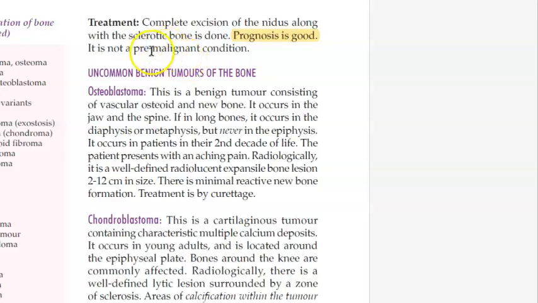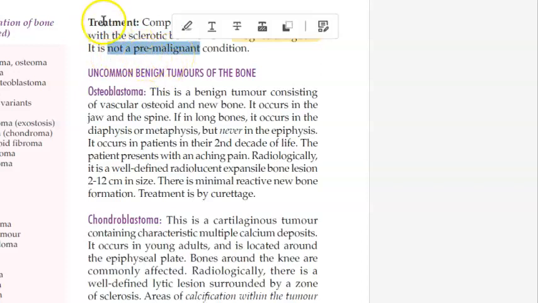Prognosis is good. It is not a pre-malignant condition, so it's not going to become a sarcoma. This one is not going to become, okay. Only this much information is there in the textbook about osteoid osteoma. For 5 marks, you have to just draw diagrams and just elaborate with a lot of fillers. Okay, that's all we can say.